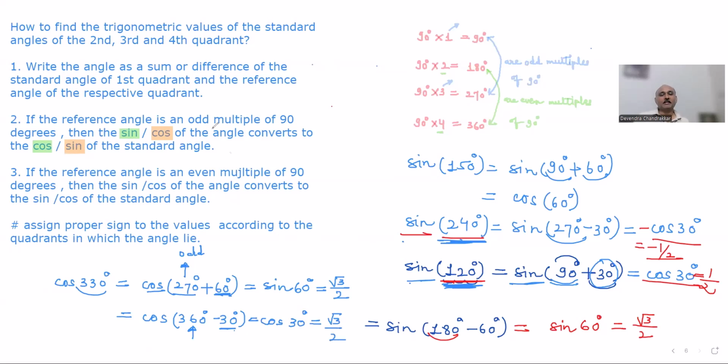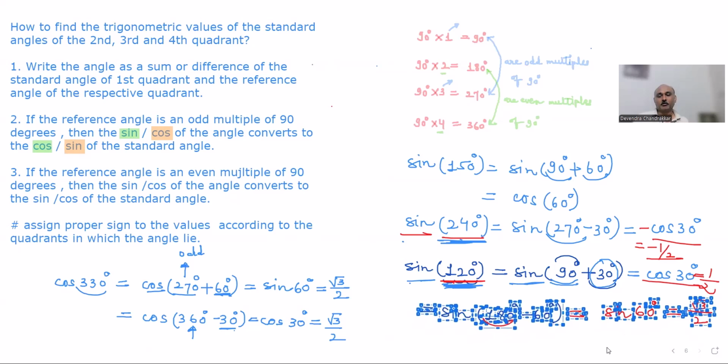No need to write sine anything here, because there is no need for sine. Sine is always positive here, right? Because cos is positive in the fourth quadrant.